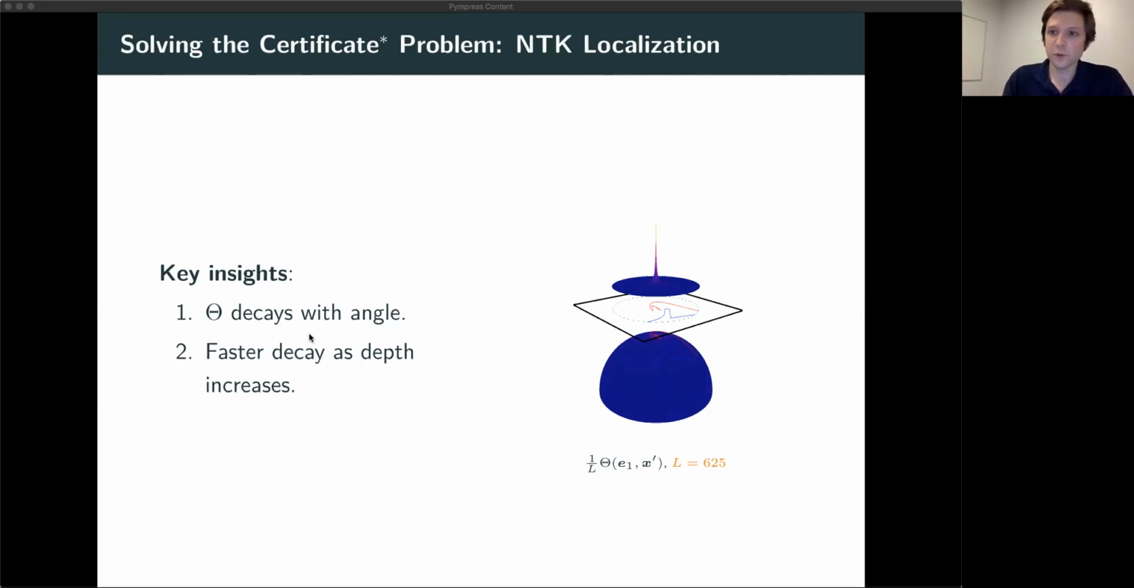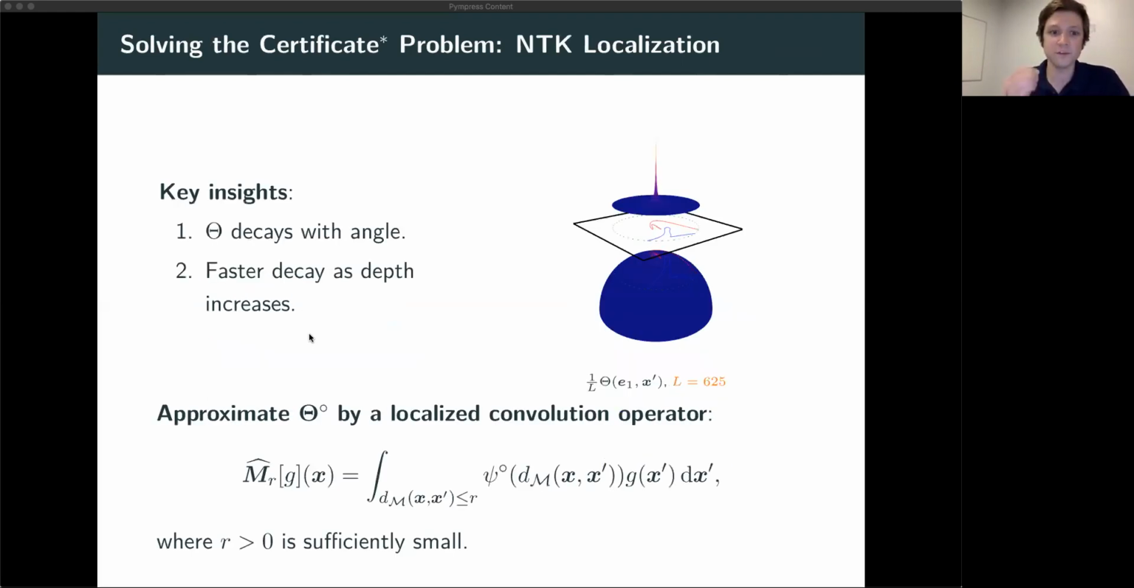So we will try to exploit this property in our analysis by saying, okay, if this kernel concentrates, sharpens as depth gets larger and larger, maybe we can use depth as an approximation resource in order to approximate this neural tangent kernel operator by a convolution operator on the manifold that's in particular localized, so compactly supported. I'm defining this operator hat m sub r here with a parameter r that we should imagine is just a sufficiently small number. And what I've done that's different from the neural tangent kernel is I've changed out the domain. So I've localized it as well. I'm not using the angle in the definition of this operator that I'm applying the kernel to. I'm using the intrinsic distance as well.